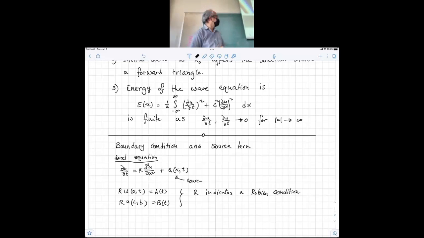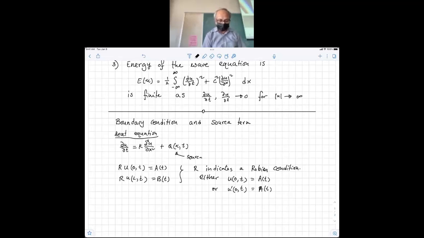So R indicates a Robin condition. So maybe it could be either u = A(t), or u prime at 0, or it could be a linear combination of u and u prime. And then you have an initial condition u(x,0).